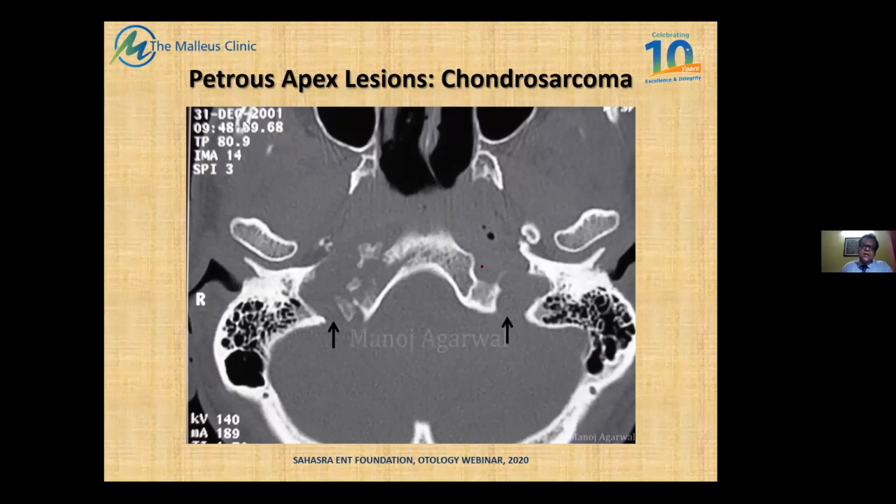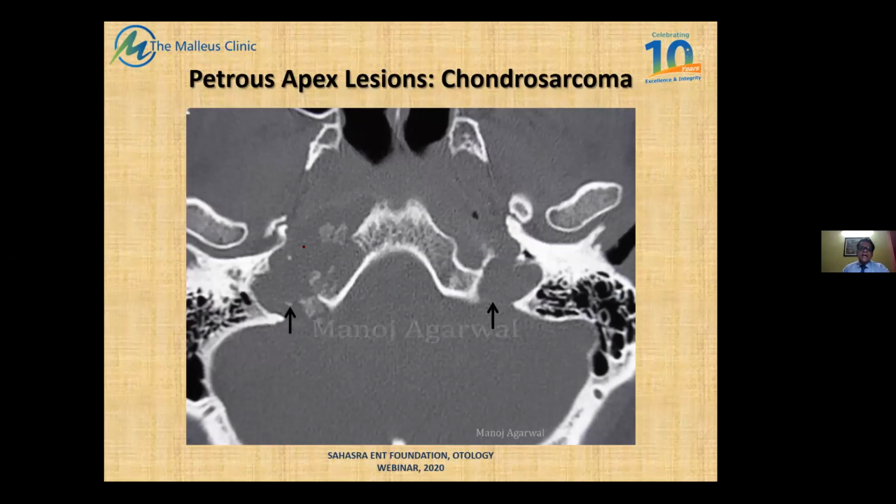So this is a chondrosarcoma. This again, and obviously you can see the intralesional calcification. This is very important, very, very important. I've prepared a small table for you. So this is the intralesional calcification. This is the normal side. The jugular bulb might be widened, but the fact is that this is the normal side, whereas this is the pathological side. So this is a little lateral.